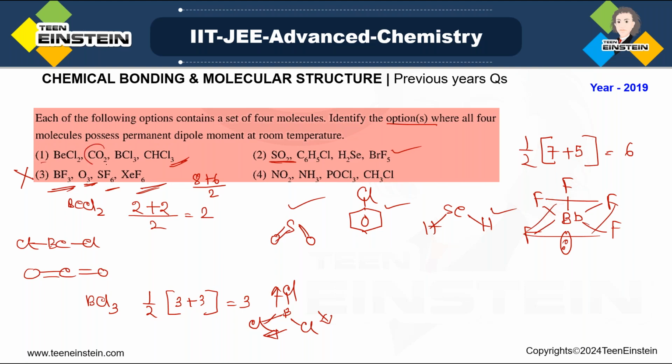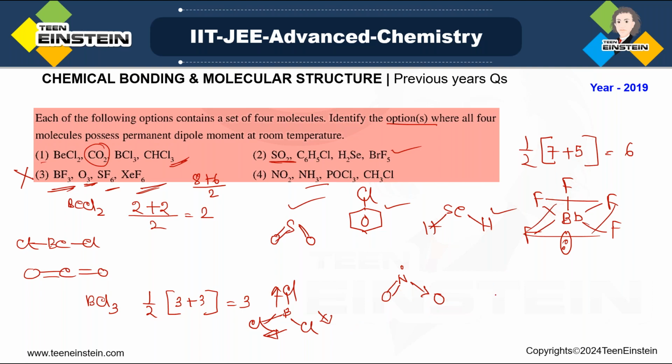Also in option 1, we already know CO2 is symmetrical, a linear structure. So just on the basis of CO2, we can cancel this option. Option 2 is correct. What about option 4? NO2 has a bent structure like this. There is a coordinate bond, remember, with unpaired electrons. So there is a permanent dipole moment.